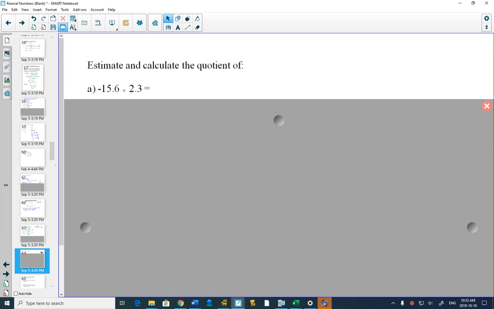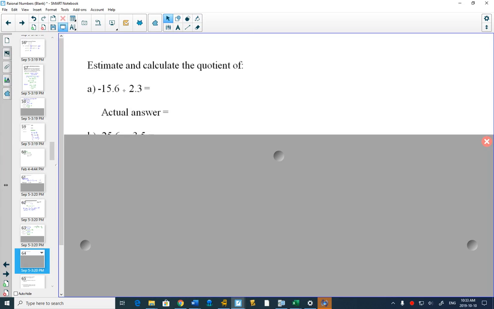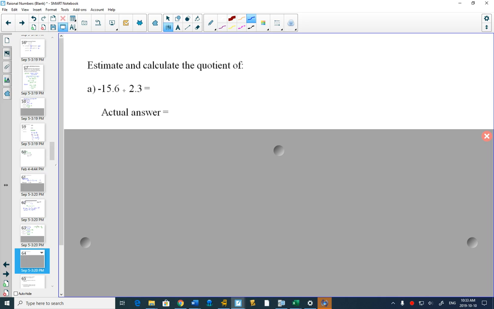Dividing, same thing. Negative 15.6, close to negative 16. Divided by 2.3, 2. What's 16 divided by 2? 8. And negative divided by a positive? Negative. Go to our calculator and find out the actual answer. Negative 15.6 divided by 2.3, 6.78.